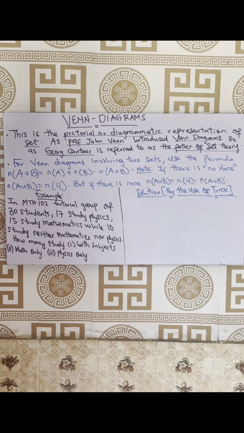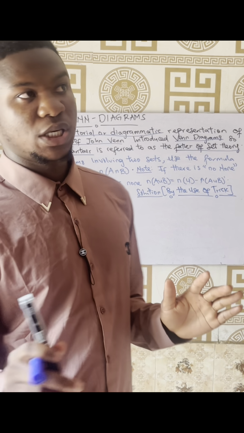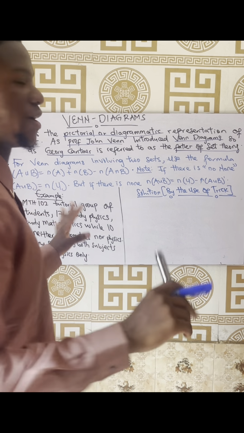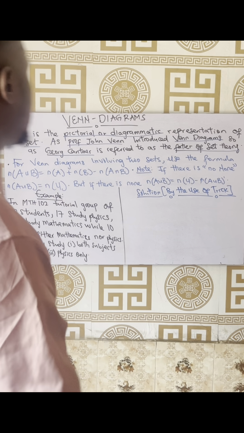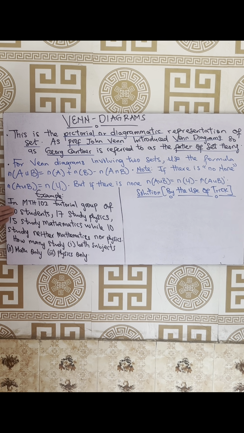You want to solve this question by the use of a trick. If you are using the trick, we are not going to use the formula, and we will not also use the Venn diagram. Look at how we are going to do it. Now, they said in the tutorial group of 30 students, 17 study physics, 15 study mathematics, 10 study neither of the two. Now guys, you know what you are going to do if you are using the trick?